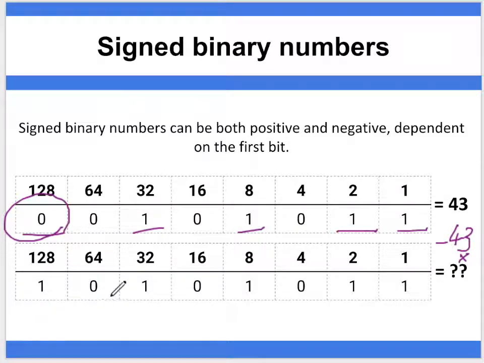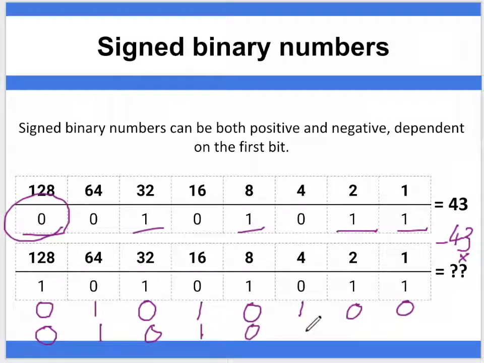So the easiest way to approach it is if I just write this underneath here. So I've converted all the numbers from 0 to 1 and 1 to 0, and then I'm going to add 1 to this value here. So the final answer is actually going to be 0, 1, 0, 1, 0, 1, 0, 1. So when I then add these up, I've got a 1, I've got a 4, I've got a 16, and I've got a 64. So 64 add 16 is going to give me 80, 84, 85. So the answer is actually minus 85.